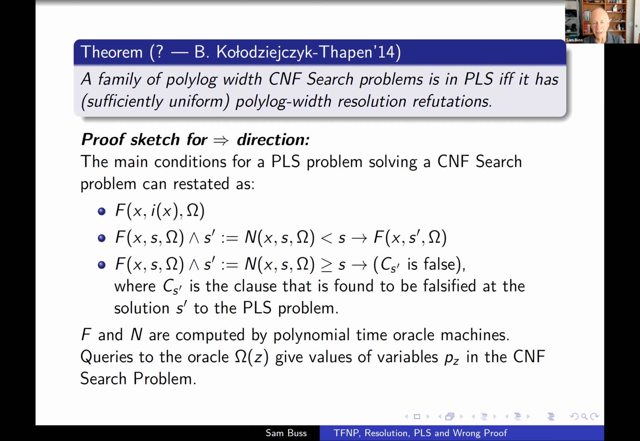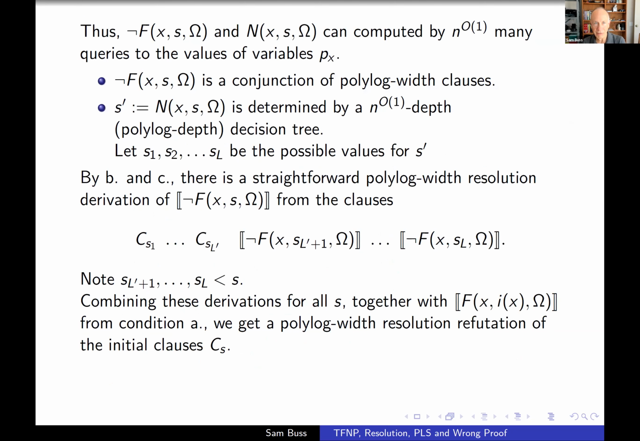And then all these things, F and N, are computed by polynomial-time oracle machines. And the oracle queries are what? They're the values of the variables P_Z. If you query omega of Z, it gives you the value of a variable P_Z that's a variable in the CNF search problem. So then you put these facts together to get a resolution refutation.